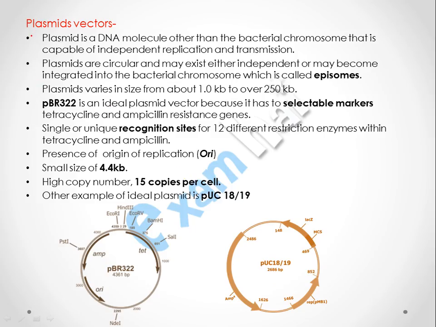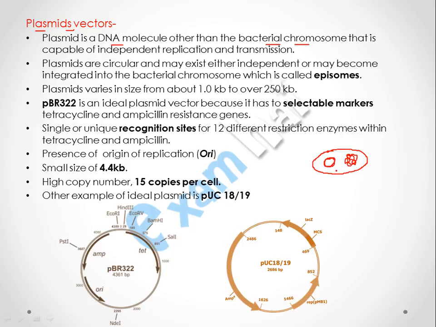Now we are going to discuss the plasmid vector. First of all, we have discussed what an ideal vector is. Now we discuss the plasmid vector, because it is the most commonly used vector. A plasmid is a DNA molecule obtained from bacteria, other than the bacterial chromosome. If we consider this a bacterium, this is the bacterial chromosome and this is the plasmid.